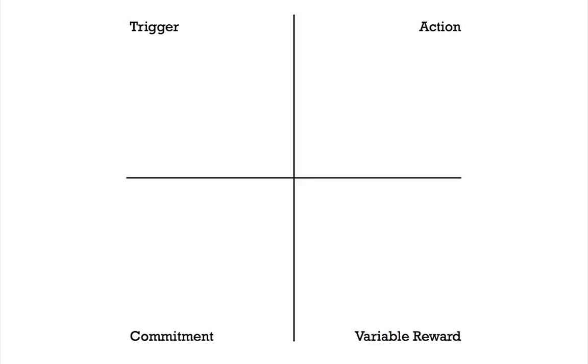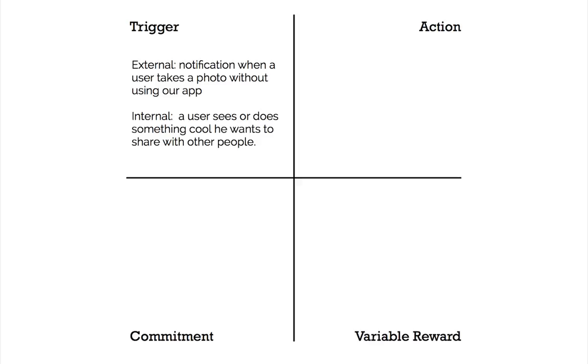Trigger is pretty self-explanatory. It is something that triggers the use of the product. For us, it's when a user sees or does something cool he wants to share with other people. And this is an internal trigger because it is something the user feels that triggers the action. But before the internal trigger becomes effective, you usually would have to set up external triggers like sending a notification saying that the user could share on your app the photo he has just taken, or reminding him the usefulness of the app by sending him a weekly email saying that 10 of his friends have posted pictures on the app during the week. Our main action is that the user enhances his picture and shares it.